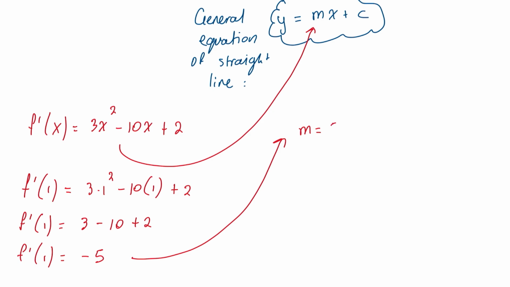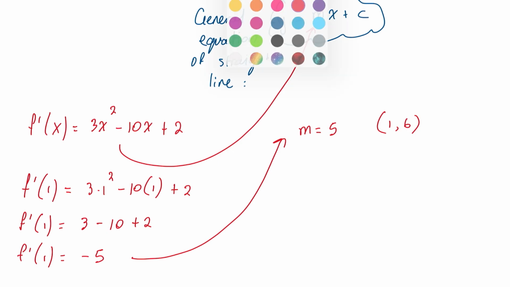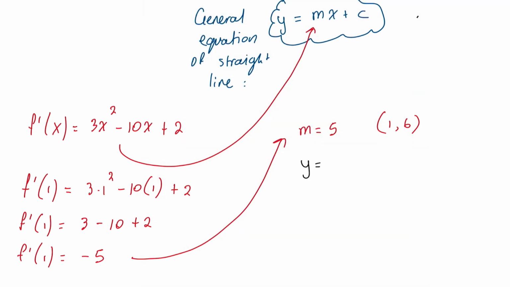is minus 5. And we also know the point x, y, which is 1, 6. So what's left to find is c. So let's solve it. So y is equal to mx plus c. Then y is going to be 6. M is minus 5 here. Sorry, I made a minor mistake. Minus 5. X is going to be 1, plus c. So c is going to be 6 plus 5. So c is 11.